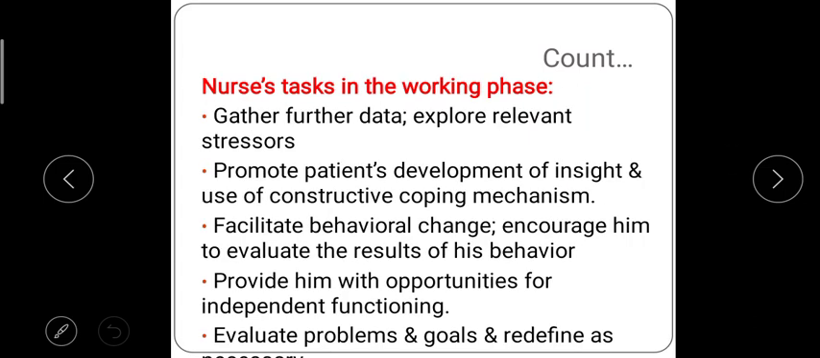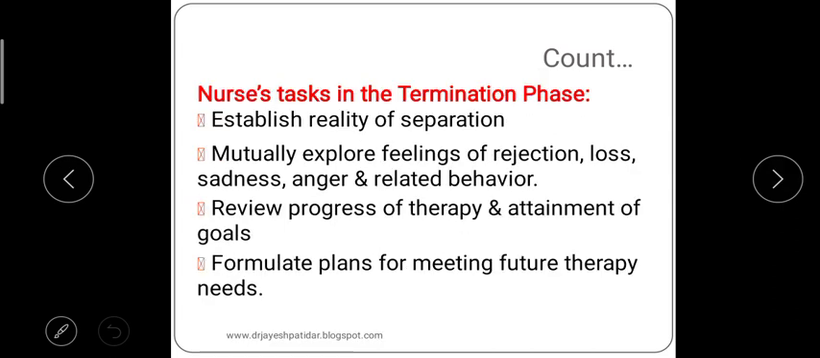Next phase is the working phase. In the first, pre-interaction phase, we planned everything, setting timings. In the orientation we introduced ourselves to each other. Now is the time for the working. We can start work on the problem or the issues the patient has. That's why it is the third stage, called the working phase. Whatever plan we have made in the first two phases, we are going to work on that and implement it in the working phase.